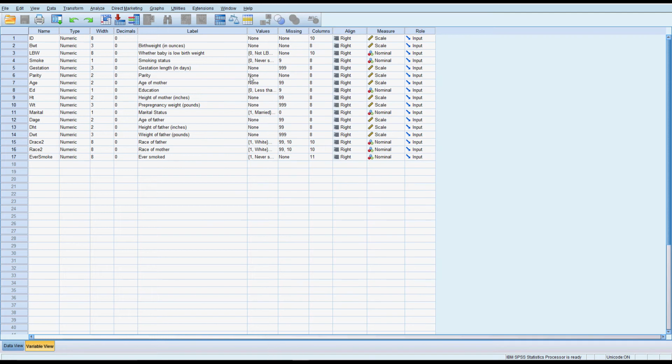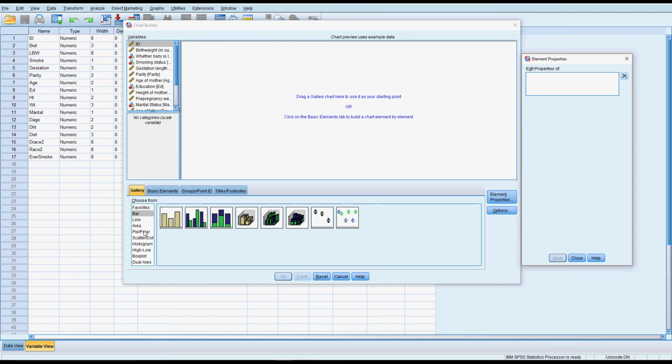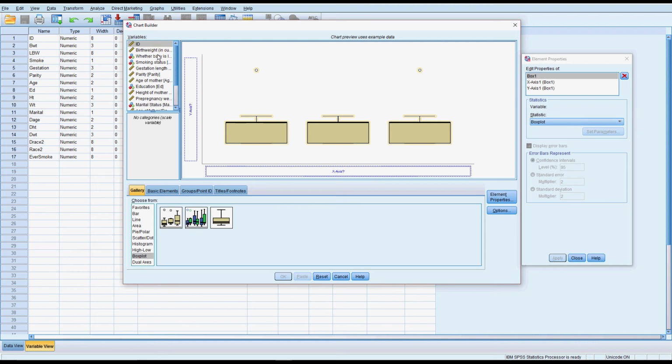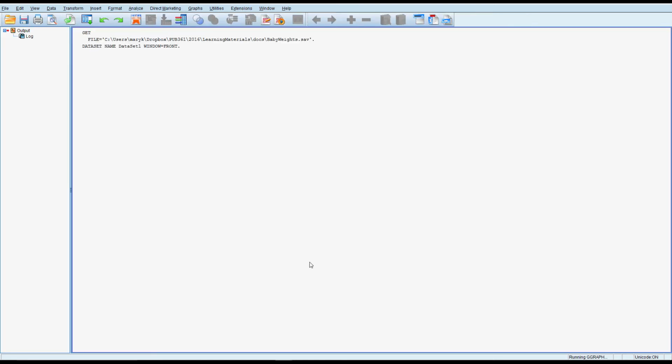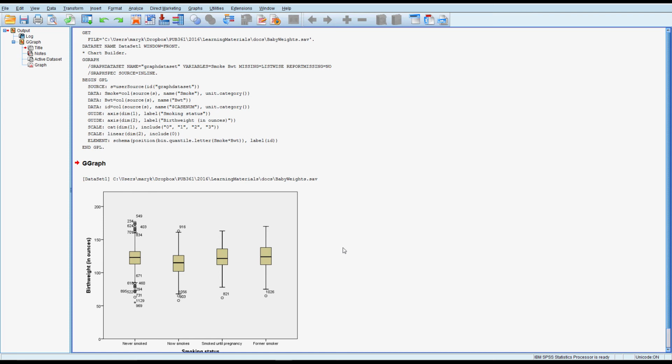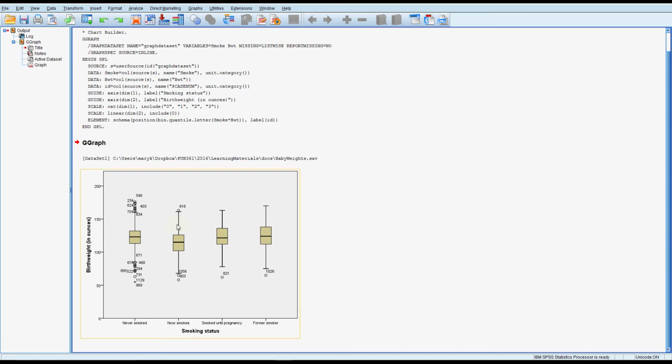So in order to check outliers first, I would normally do just a box plot, because they pop up with a little symbol. So I'm going to drag in a box plot, birth weight on the y-axis, and smoking status on the x-axis. Okay. So we can see that SPSS uses two different symbols for the outliers. If they're not too far away from the rest of the data, it gets a circle. If they're a bit more extreme, it gets an asterisk.